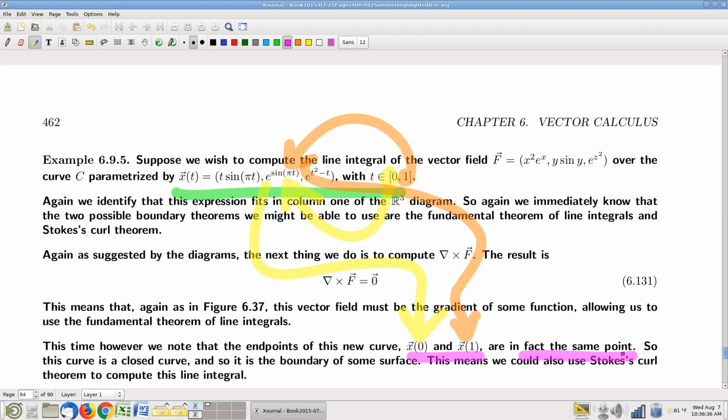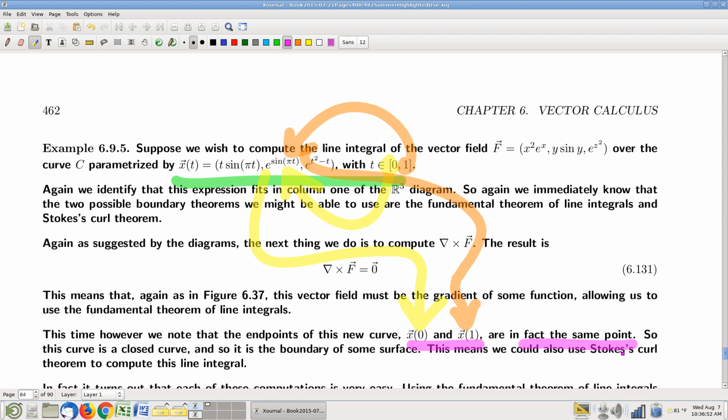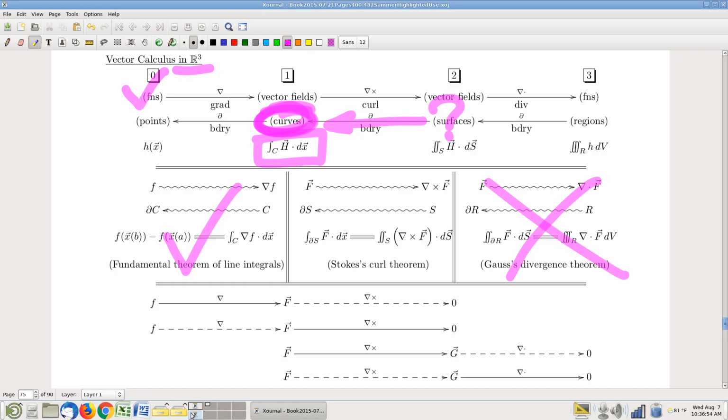There's a remote possibility it might tie itself into knots, but by the way, even if it does, turns out you can still apply Stokes' curl theorem. It still works. It's just harder to actually take advantage of meaningfully. But anyway, we've got a closed curve. So in other words, looking back at the diagram, this curve, the boundary is zero, and therefore it does have an anti-boundary surface. So Stokes' curl theorem is on the table too.